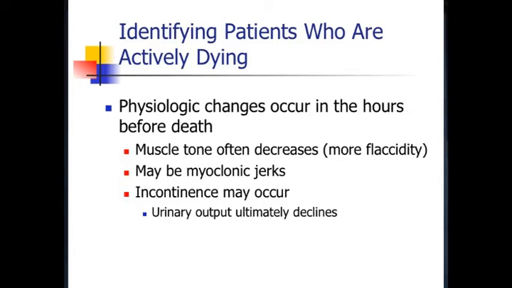Incontinence may occur, and urinary output ultimately declines, so incontinence stops. So typically, in the period of active dying, incontinence is a sign of early active dying, and in late active dying, there's no urinary output at all, so the patients are not incontinent.